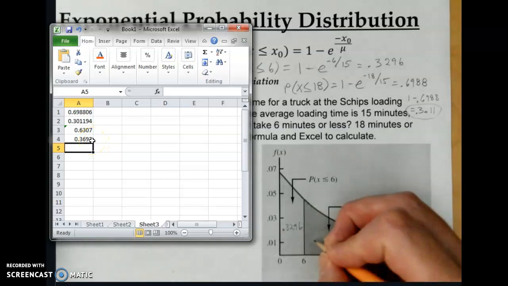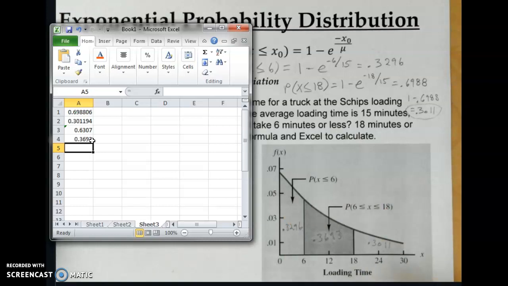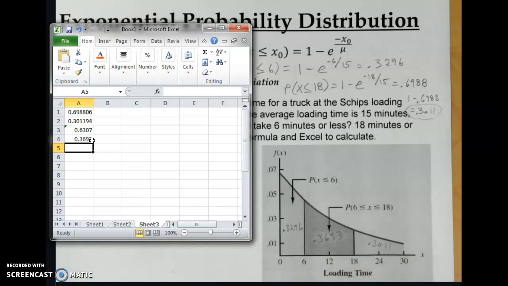0.3693. That tells us this is 0.3693. Remember, this whole thing must sum to 1. So that's how we can derive these little areas. In other words, there is a 36%, almost 37% probability of getting a loading time between 6 and 18 minutes.